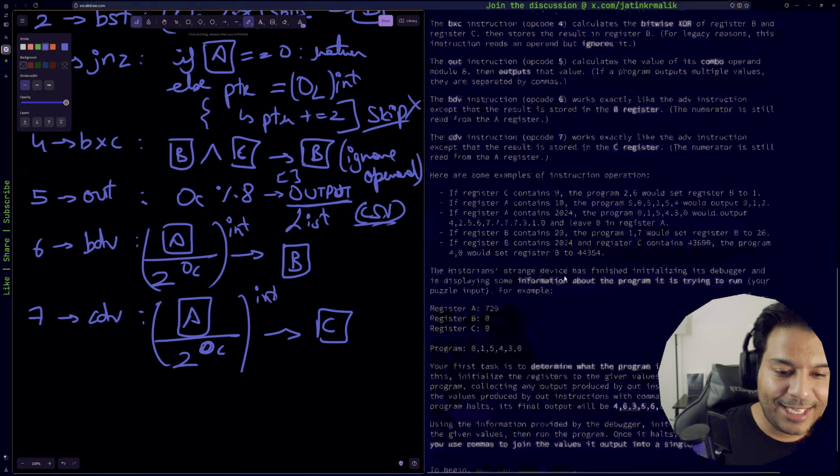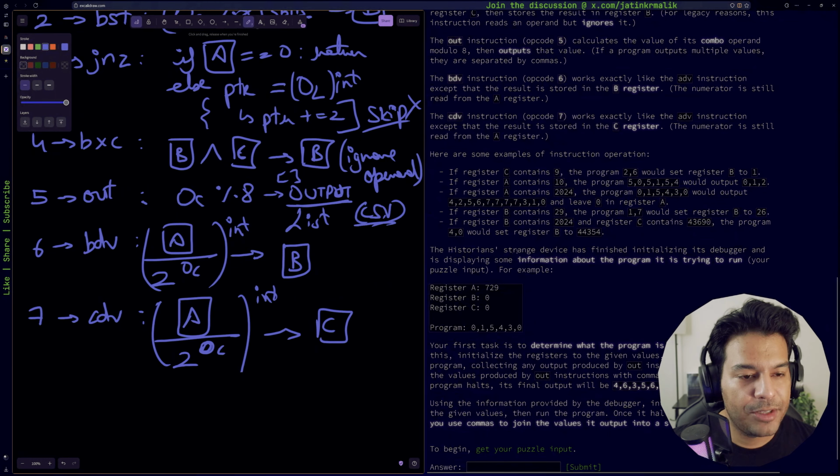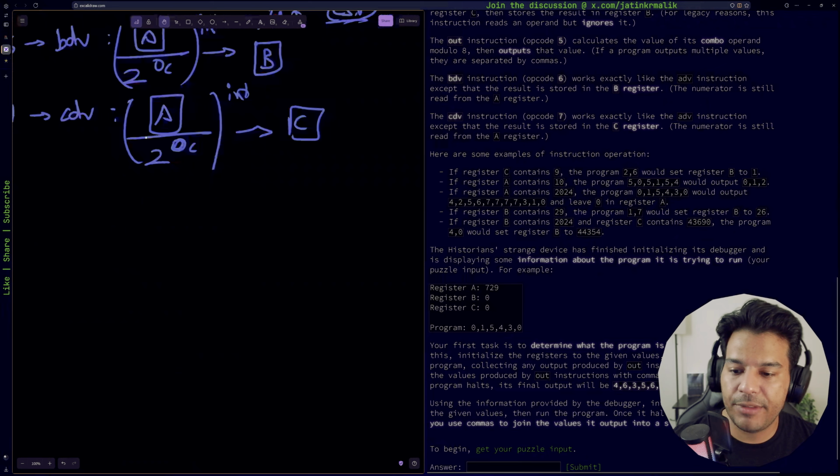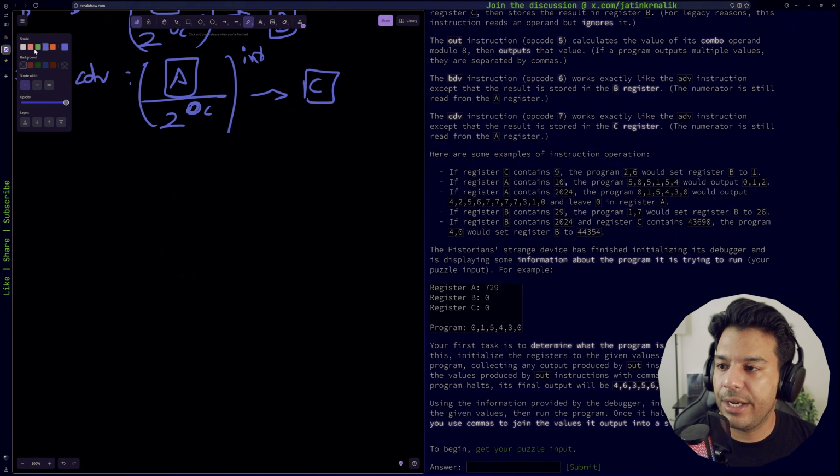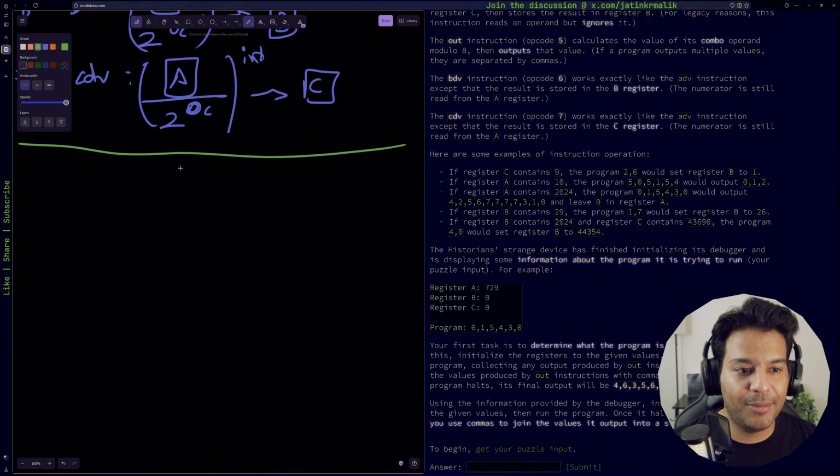So we are given an example here of an instruction operation. So if C register contains 9, the program 2,6 would set register B to 1. And then if register A contains 10, the program, so we are given a bunch of different programs. So let's see a couple of them. I will probably not check all of them, but you are welcome to try because this video will then become really big.